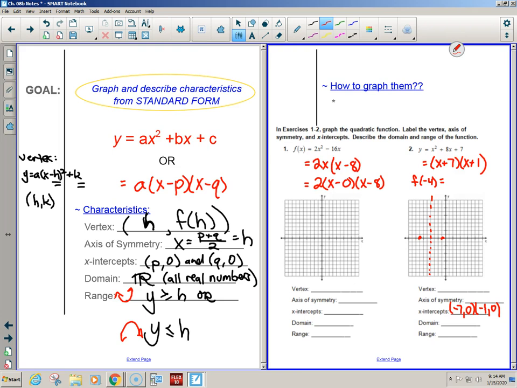Okay. So right now we're on number 2. Do you have it written as factors? Yeah, you do. Now, from these factors, take these numbers.